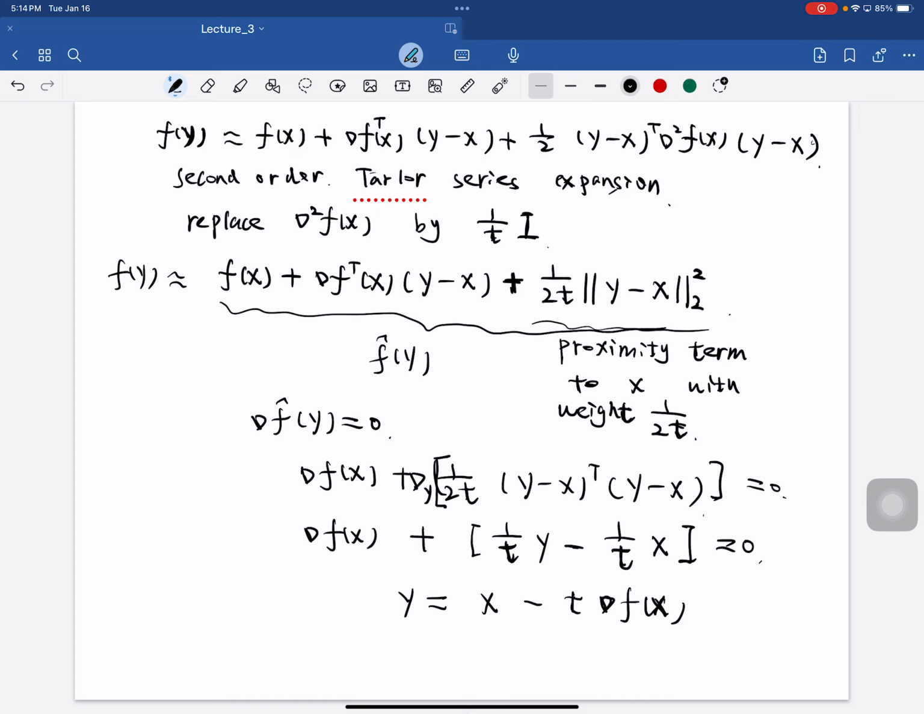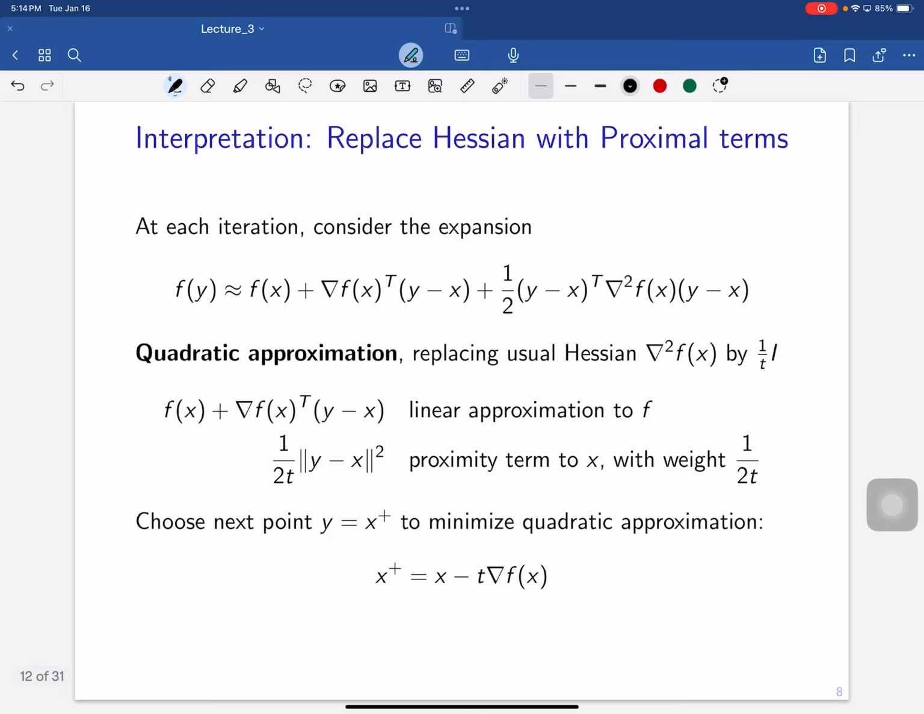You don't really need to remember this, but this proximity term is used in the optimization literature quite often. Okay. So that's an interpretation in the slide.